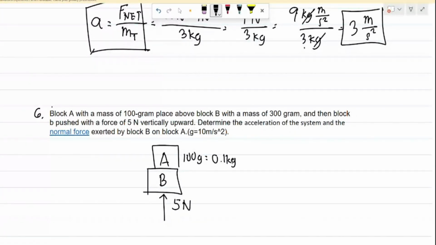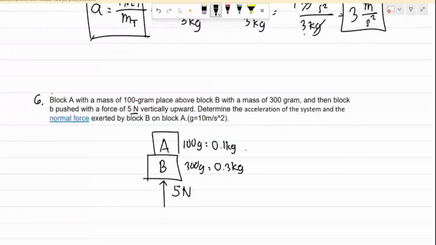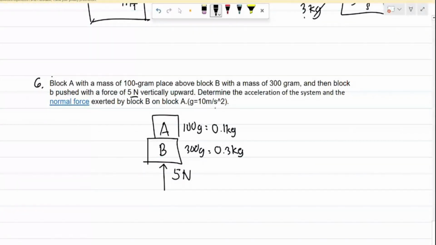Sir, why did we convert the kilogram? Because we have a force in newtons, so we should use SI units. Block A is placed above block B, which has a mass of 300 grams, and this is 0.3 kilograms. And then, block B is pushed with a force of 5 newtons vertically upward. We are going to determine the acceleration of the system and the normal force exerted by block B on block A. Now, we are told to use a gravitational acceleration of 10 meters per second squared.